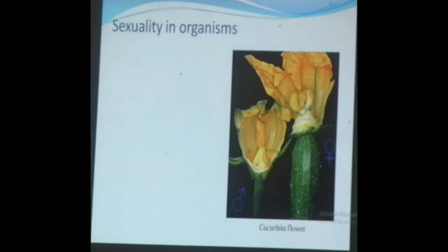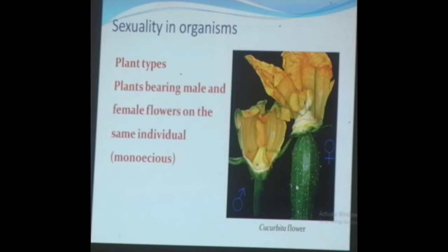Moving on to sexuality in organisms. Usually in sexual reproduction in organisms, what we find is the fusion of the gametes forming two different individuals. But this is not always true. You can see the male flower and the female flower separately.